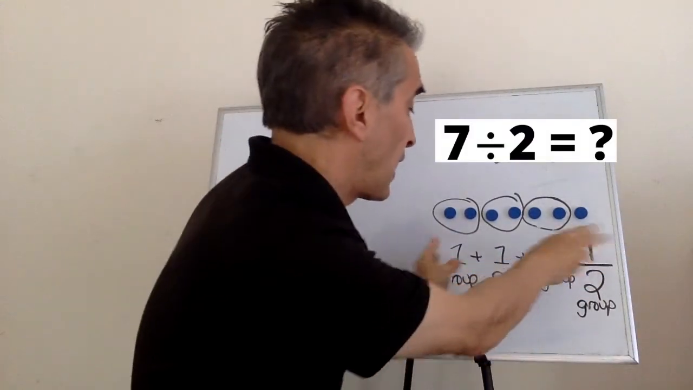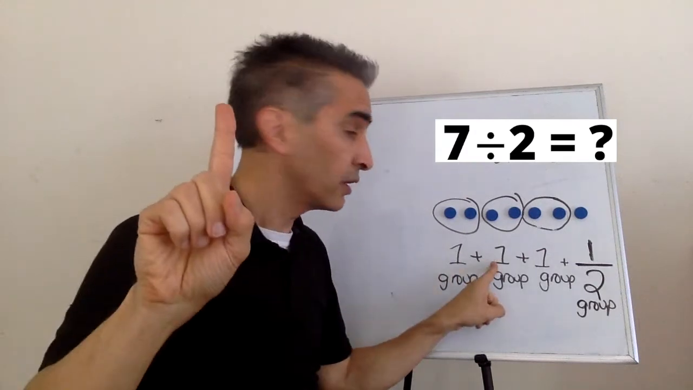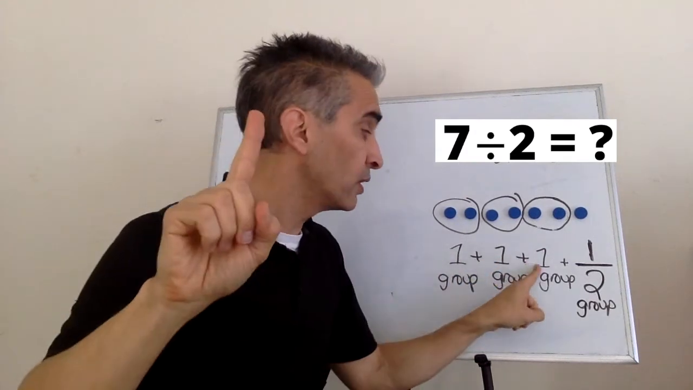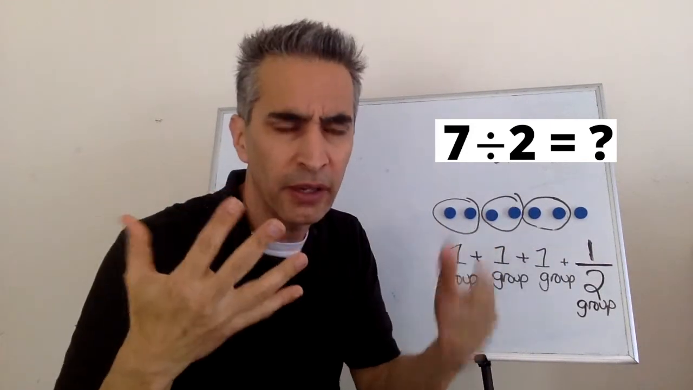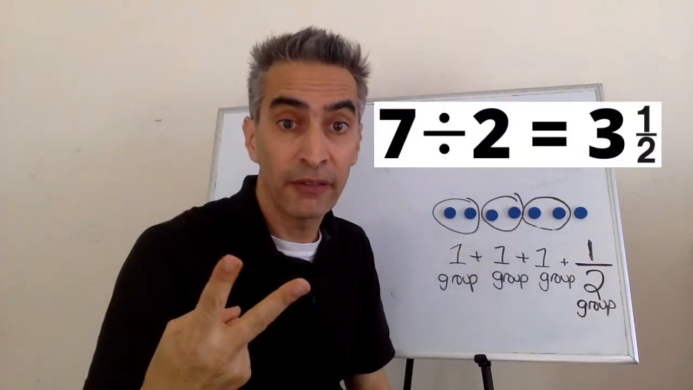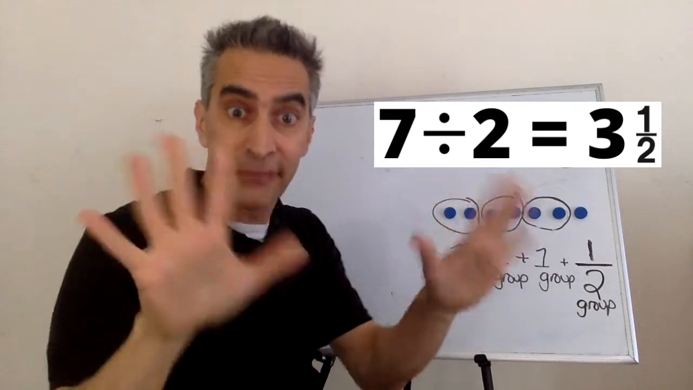Now, add them all up. 1 plus 1 plus 1 plus 1 half equals 3 and 1 half. The answer is 3 and 1 half. We're finished.